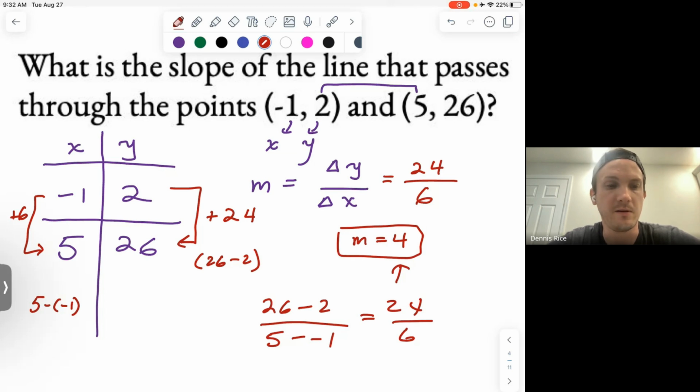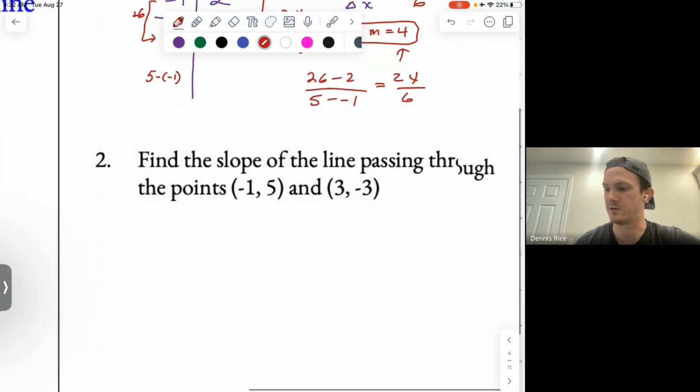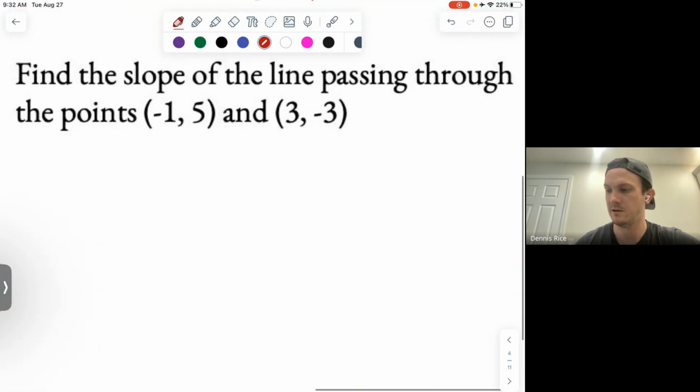Is the math very difficult? Is the arithmetic very difficult with these? No. So we don't want to make an error subtracting two numbers or something like that. Questions calculating slope? Why don't you guys try this one quickly? Try this one.